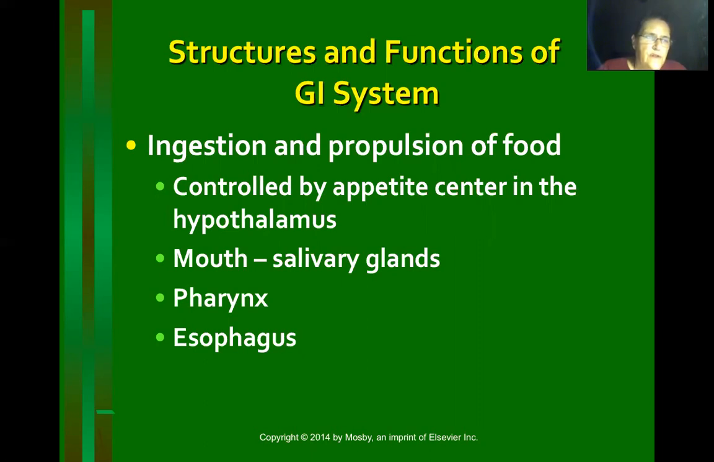The upper esophageal sphincter is at the top of the esophagus, and that relaxes during swallowing and allows food to pass through. And then the lower esophageal sphincter provides a barrier at the distal end to prevent reflux of acidic gastric contents into the esophagus.